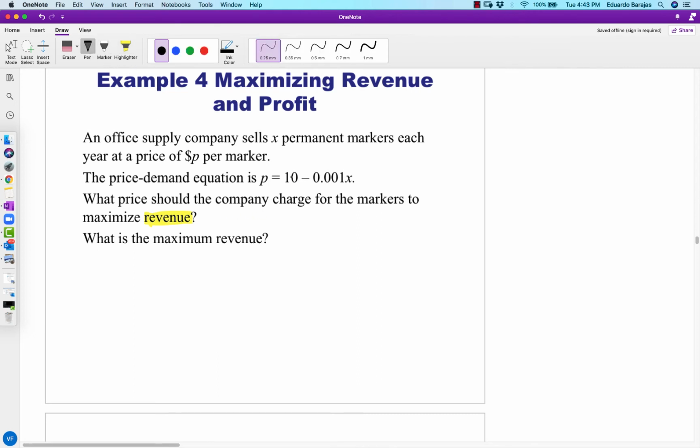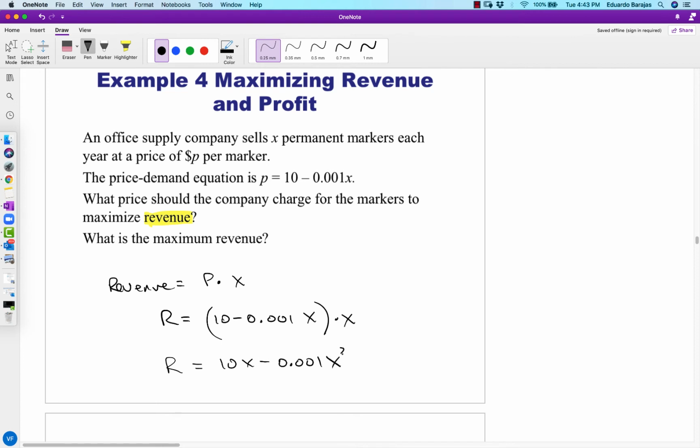Okay, so we know that revenue must be equal to price times x. The price times the number of units, right? Okay, so R equals price. Well, price is this. That would be 10 minus 0.001x. That's the price, times x units. So if we multiply that, we get that R equals 10x minus 0.001x squared. And then we can rewrite this into function notation as R of x equals 10x minus 0.001x squared.